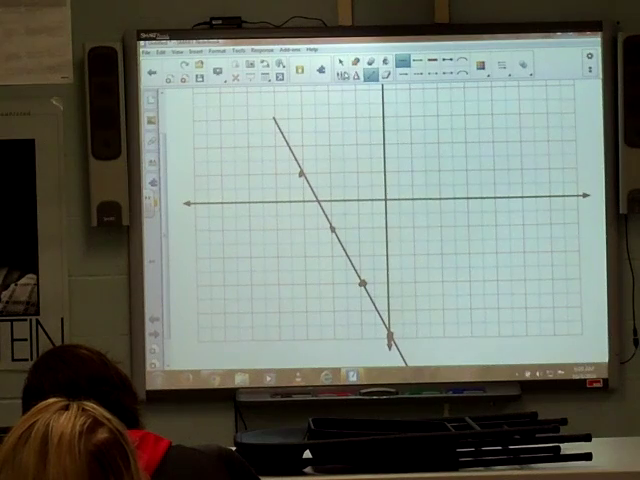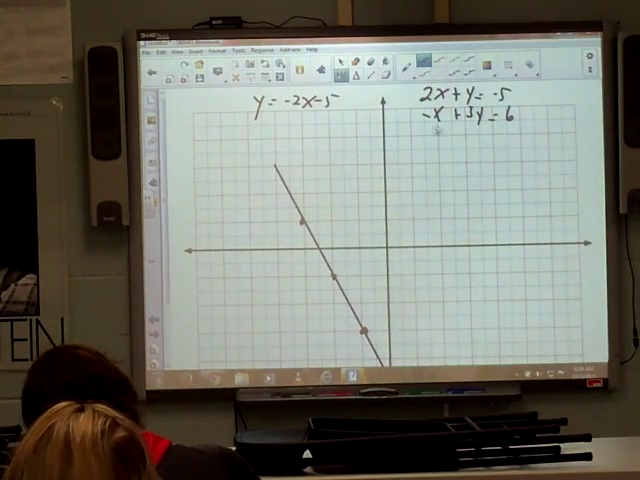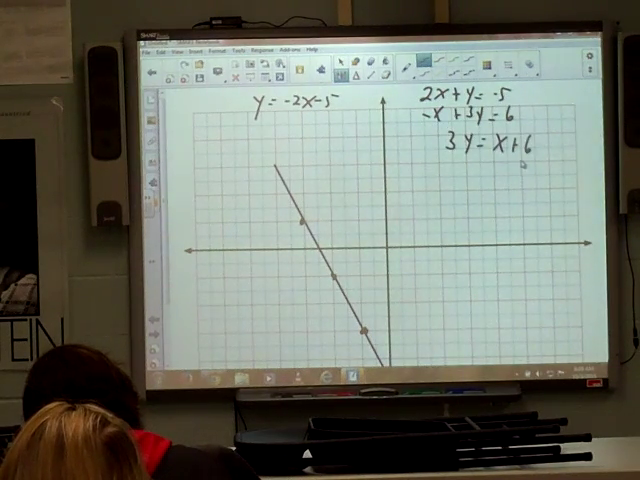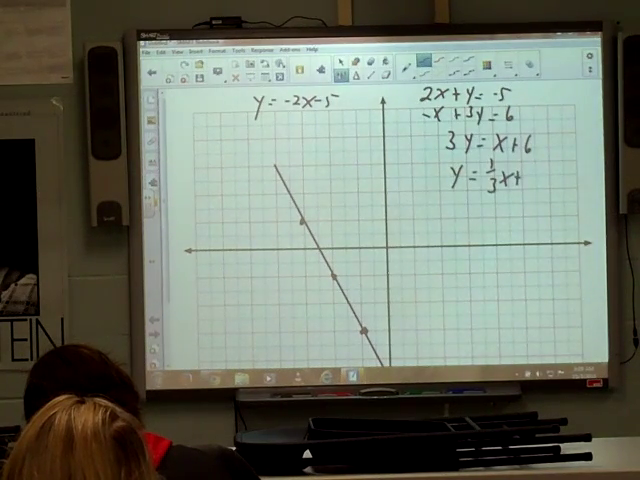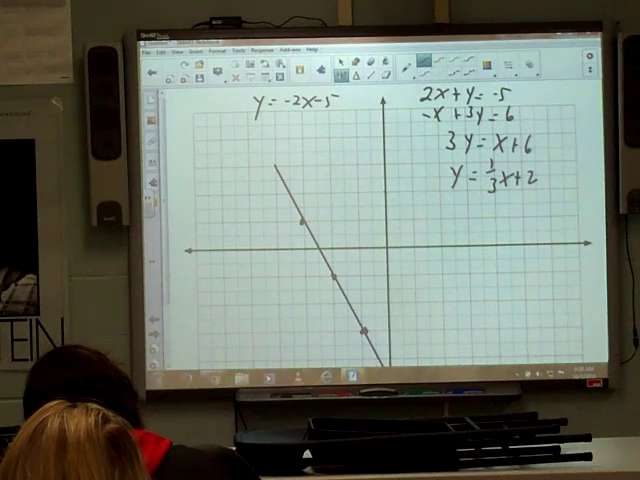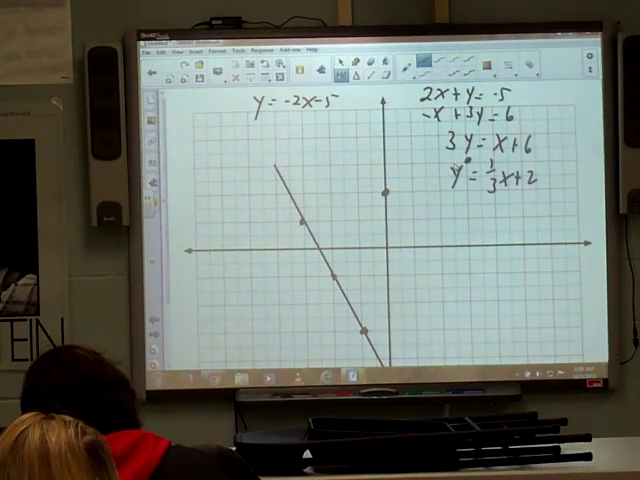Okay? Everybody all right? Now the other line, if I solve this one for y, I'm going to add x, so I'd have 3y equals x plus 6. Then I'd have to divide everything by 3, so y would be 1/3 x plus 2. So its y-intercept is 2, so I'm going to go up to 2. And then from there, its slope is rise 1, run 3. Rise 1, run 3. Since I'm looking for where these intersect, I want to bring it this way also. So I'm going to go down 1 and left 3.